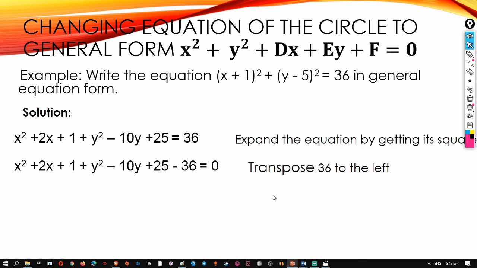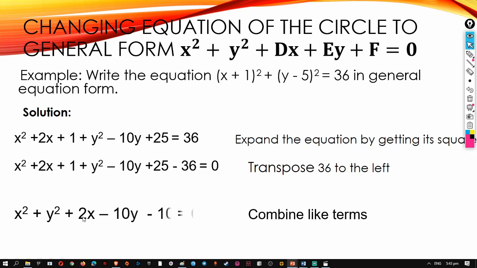Next, we are going to combine like terms. So, ano yung mga like terms dito? So, bali ang like terms lang dito ay itong 1, 25. So, 1 plus 25 is 26. Minus 36 is negative 10. So, magiging x squared plus y squared plus 2x minus 10y minus 10 equals 0. Ayan. So, nasa general form na siya.